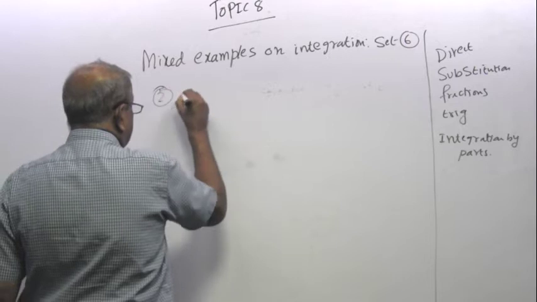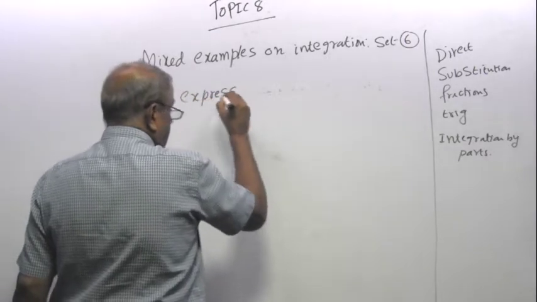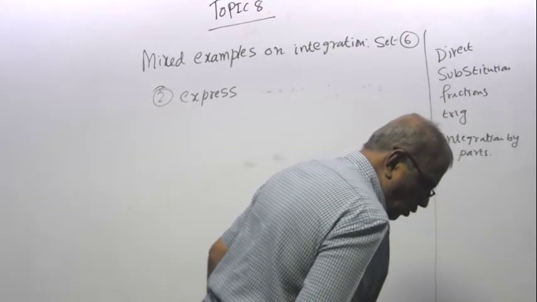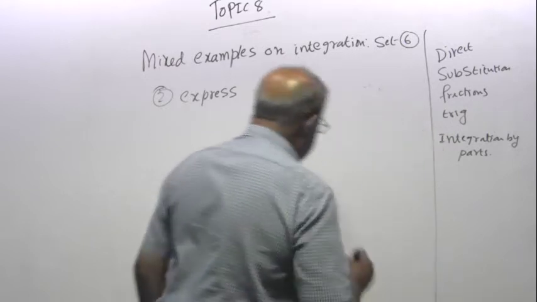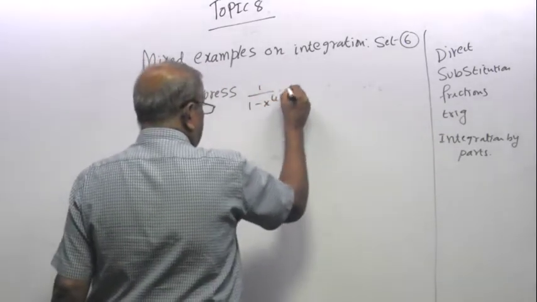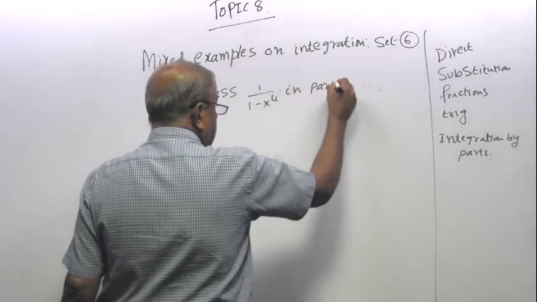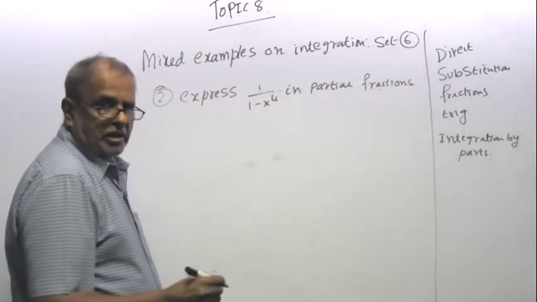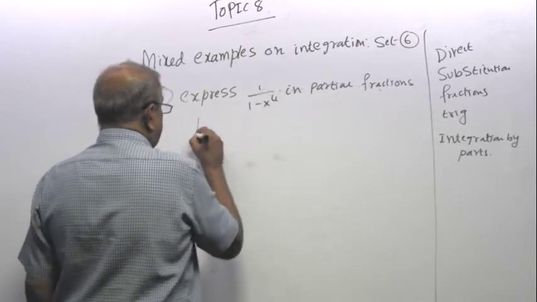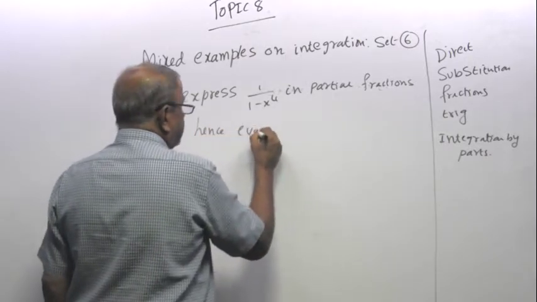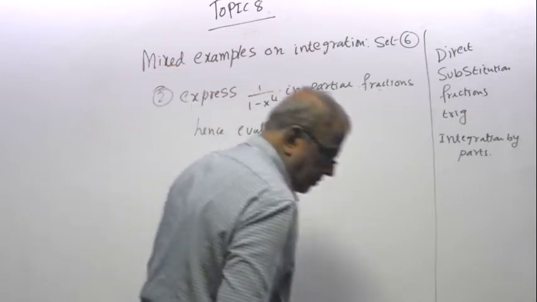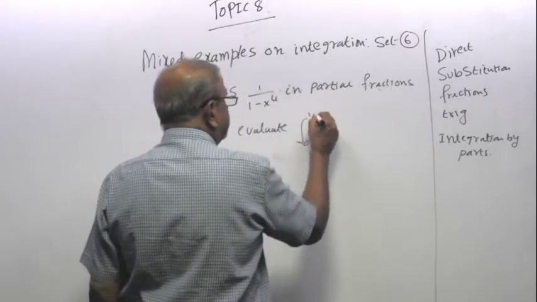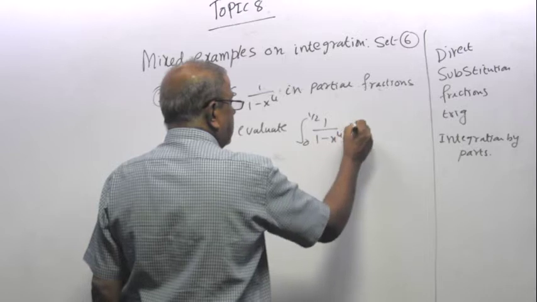Express 1 over 1 minus x power 4 in partial fractions. Again, some of this may not be applicable to students doing Edexcel, but it doesn't matter. Hence, evaluate the integral from 0 to half of 1 over 1 minus x power 4 dx.